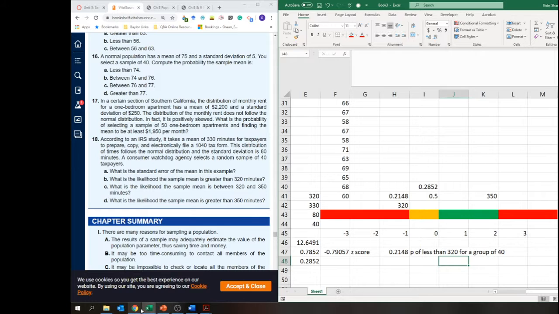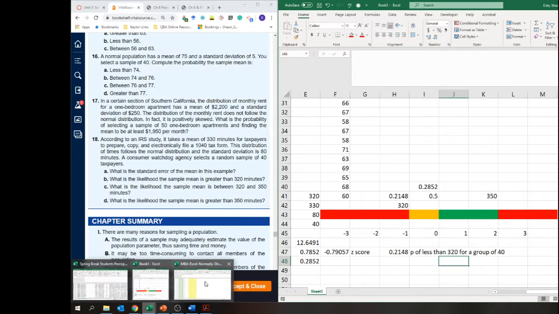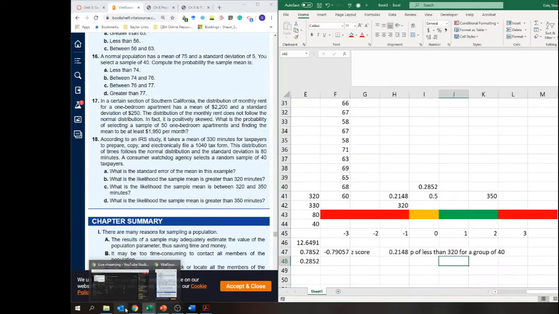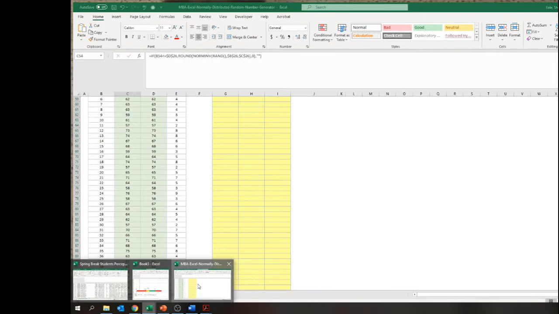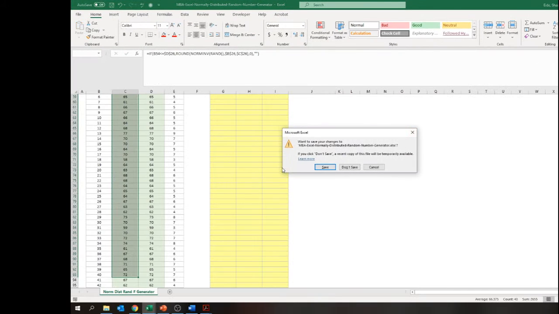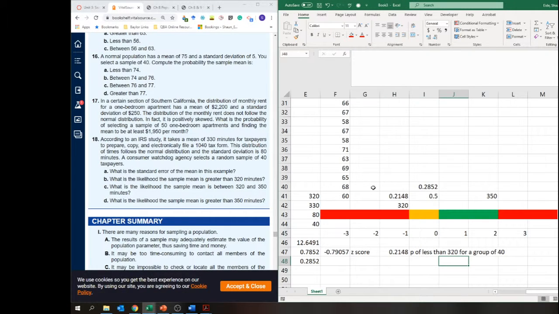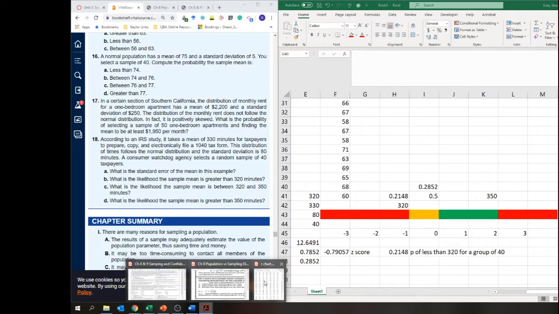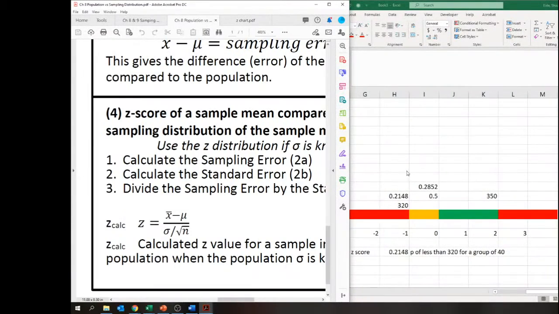350 and above or higher. Let's see here. Sorry, I gotta find my Excel file. That's not it. Don't save. Oh, I was in my Excel file. What I need is this. So my zcalc.